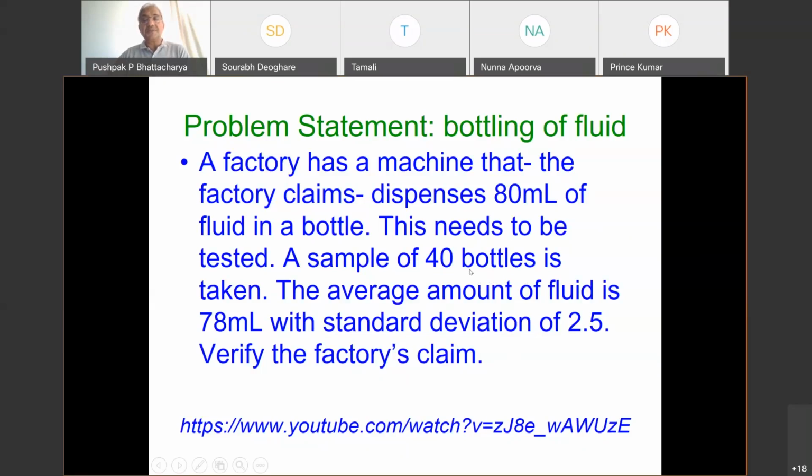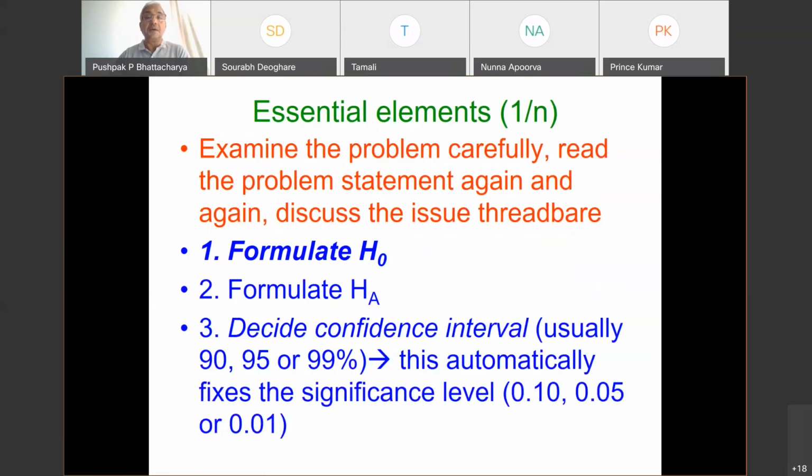So 40 bottles sample has been taken, and we see 78 milliliter, standard deviation 2.5. Now I enumerate the steps involved in hypothesis testing.